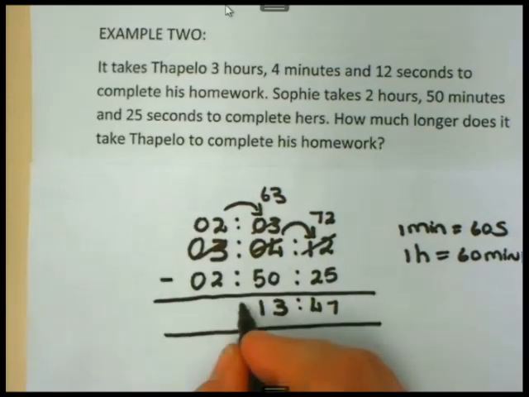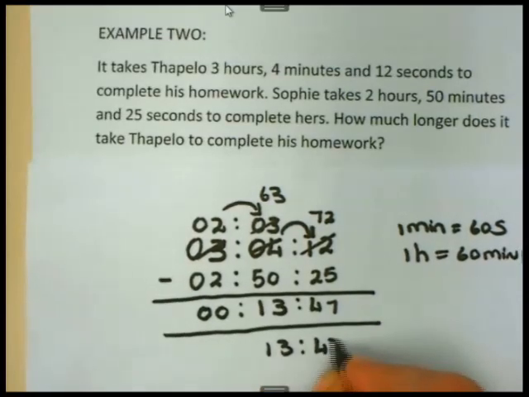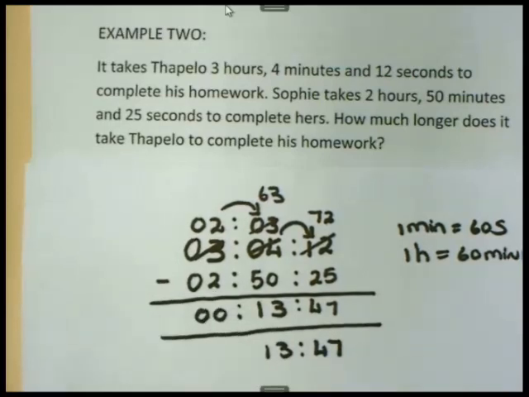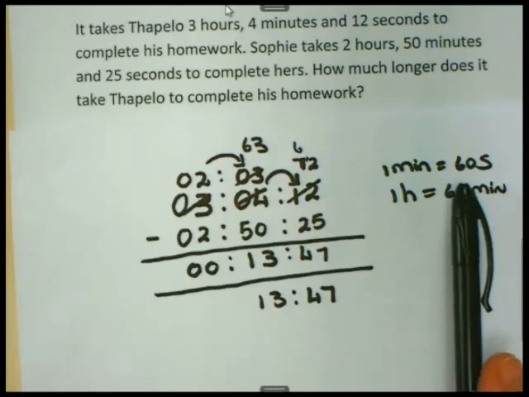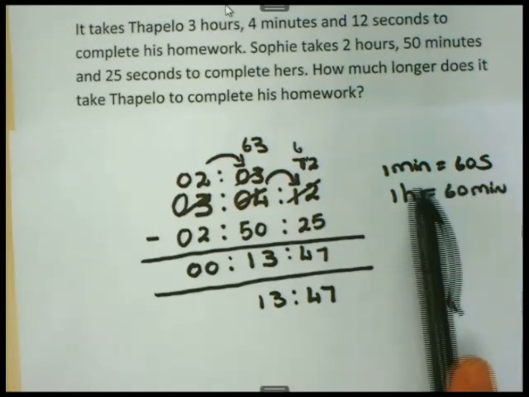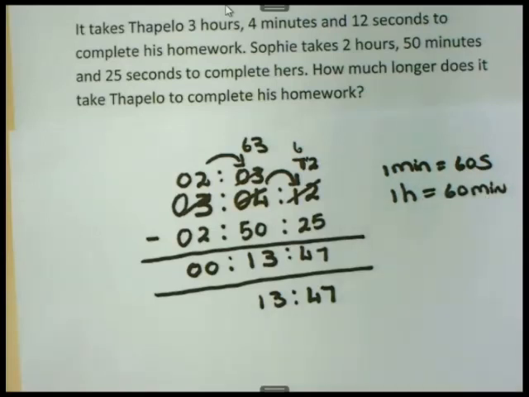You are allowed to write 00, but it's not necessary. You can just write 13 minutes, 47 seconds, since there are 0 hours. Okay, so to summarize, when we calculate elapsed time, every time we borrow from one of the other amounts, we must remember the conversion factor: 1 minute is 60 seconds, 1 hour is 60 minutes. And that is the end of our lesson about elapsed time.